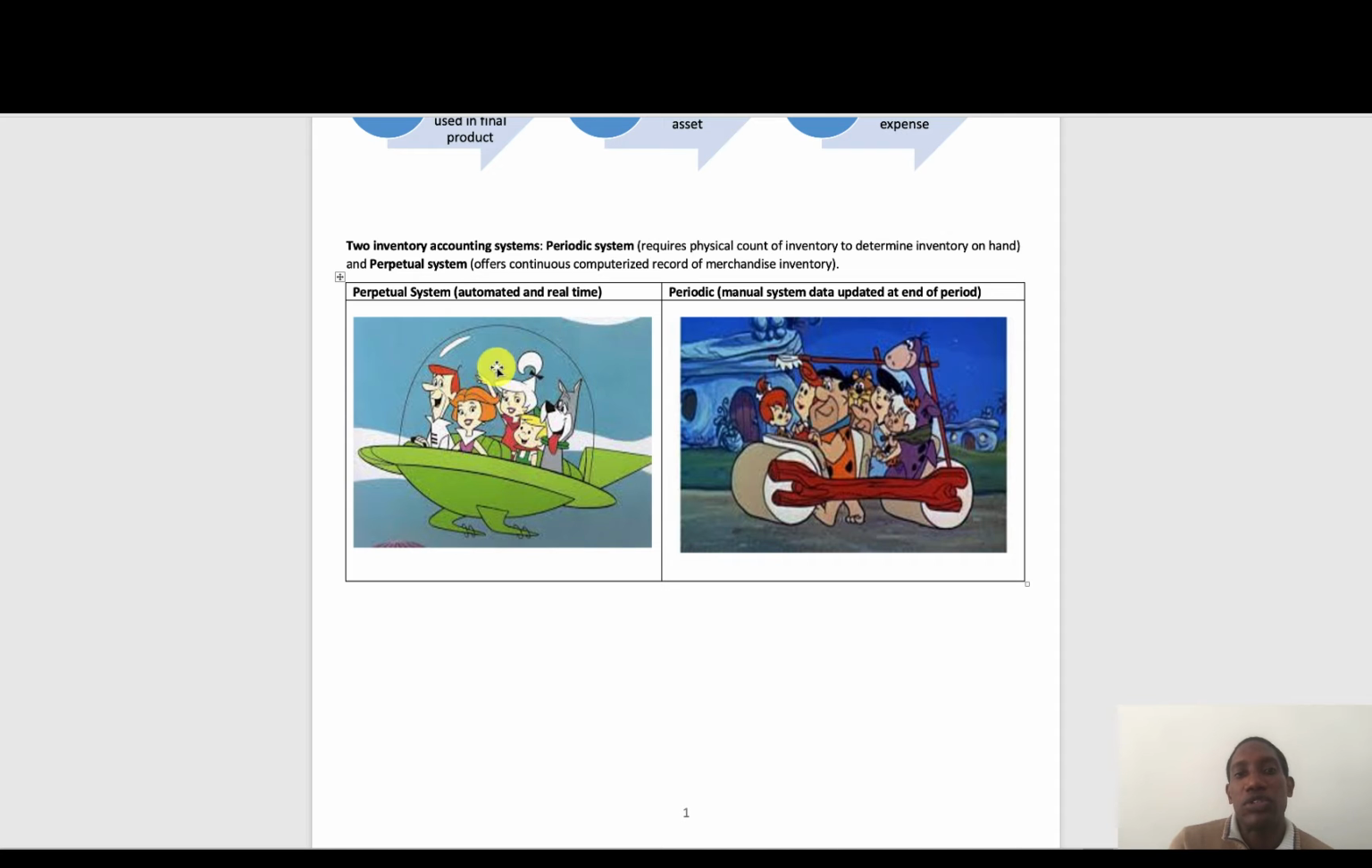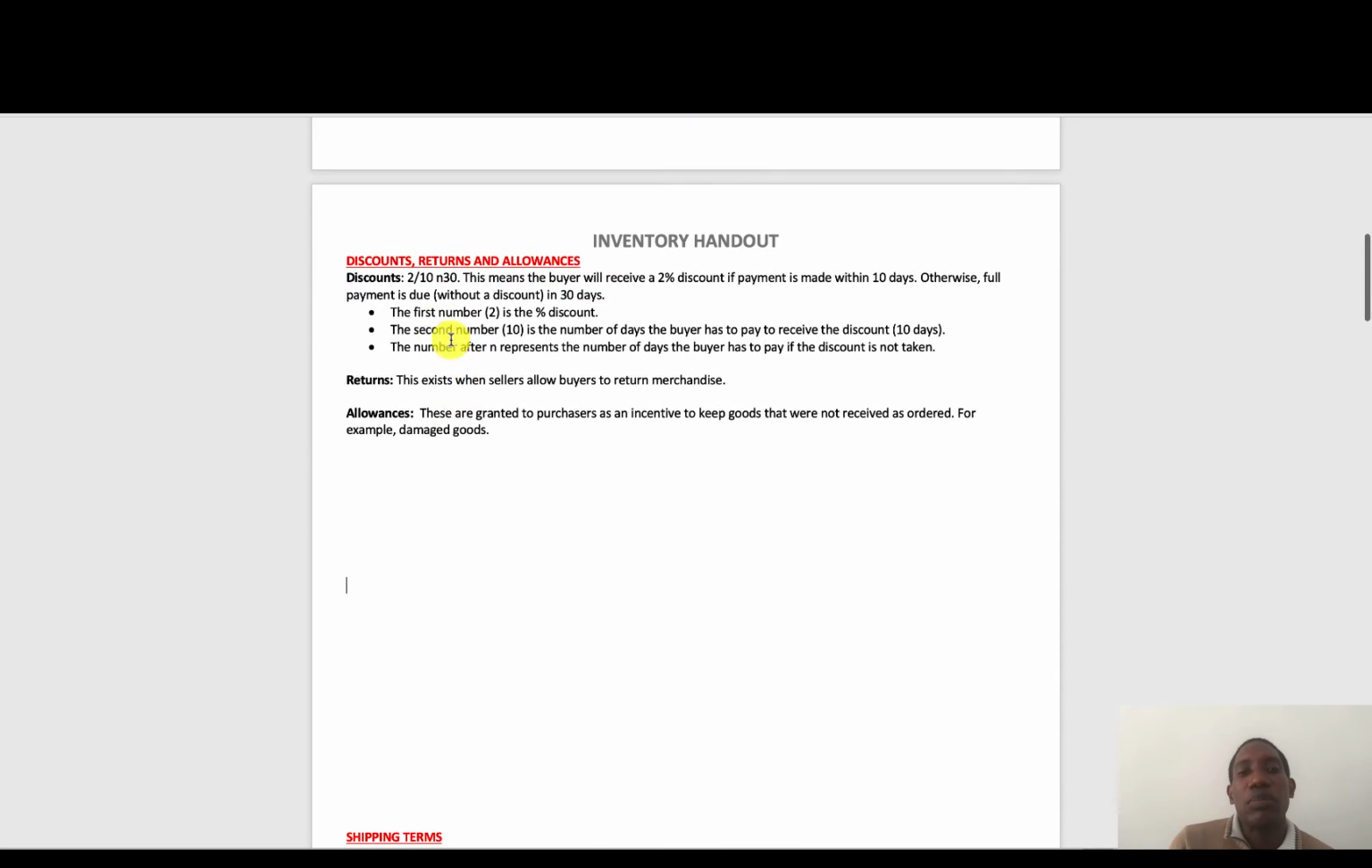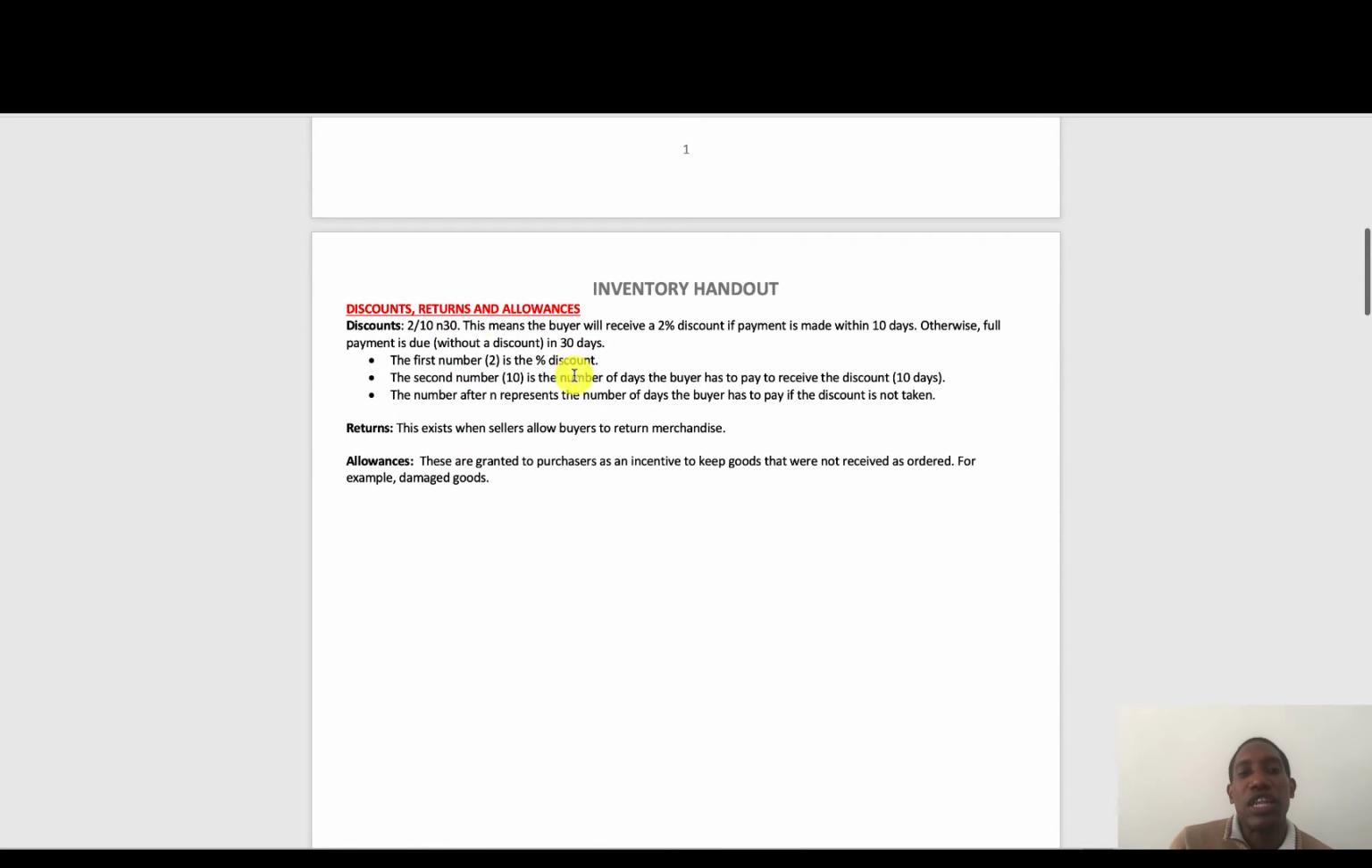One is the perpetual system, which is what we're going to use in this course, and you need to assume whenever we mention inventory that that's what we're using, compared to the periodic system, which is manual. This is updated in real time, and we'll see that when we do journal entries. And now we're going to talk about discounts, returns, and allowances.